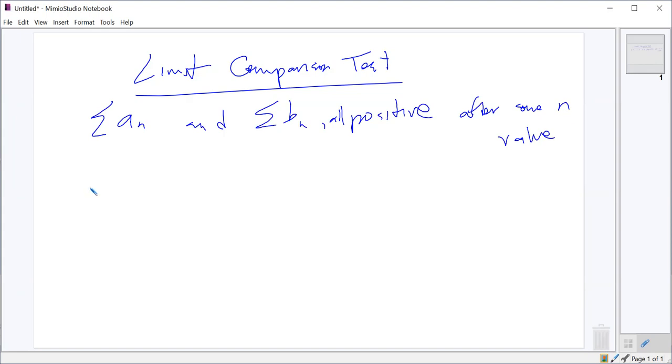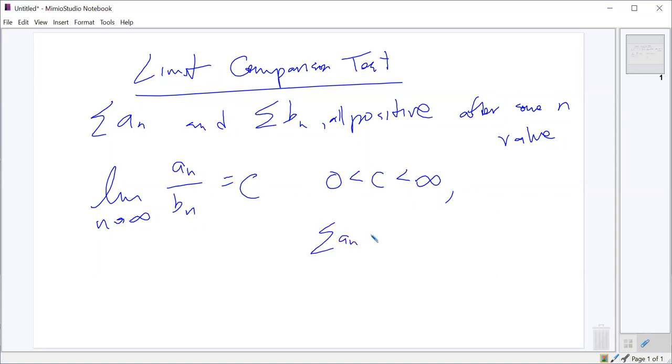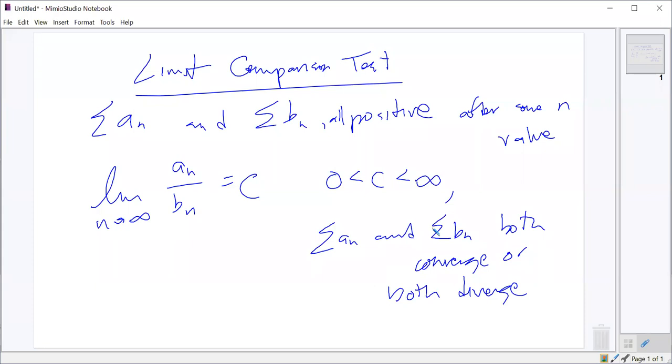The limit comparison test says that if the limit as n approaches infinity of a sub n over b sub n is equal to some value c, where c is between 0 and infinity, then a sub n and b sub n both converge or they both diverge. That's helpful because we can take some series that we know converges or diverges and use this test with the series we're looking at.